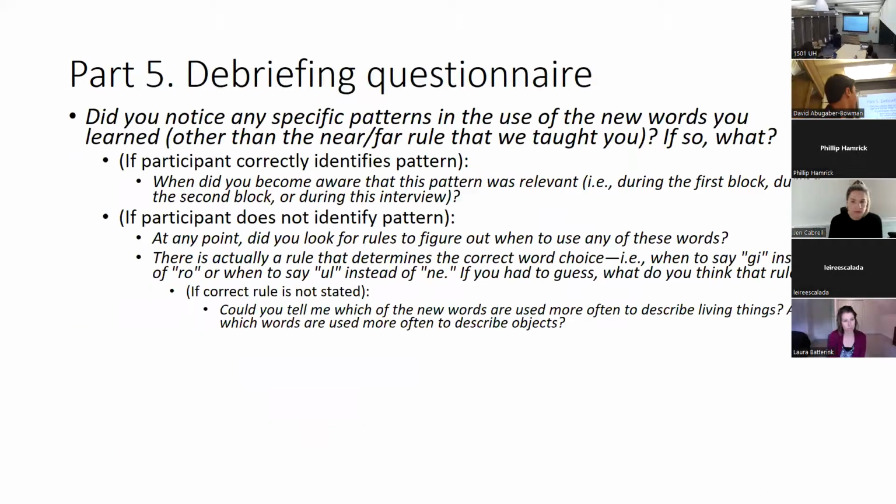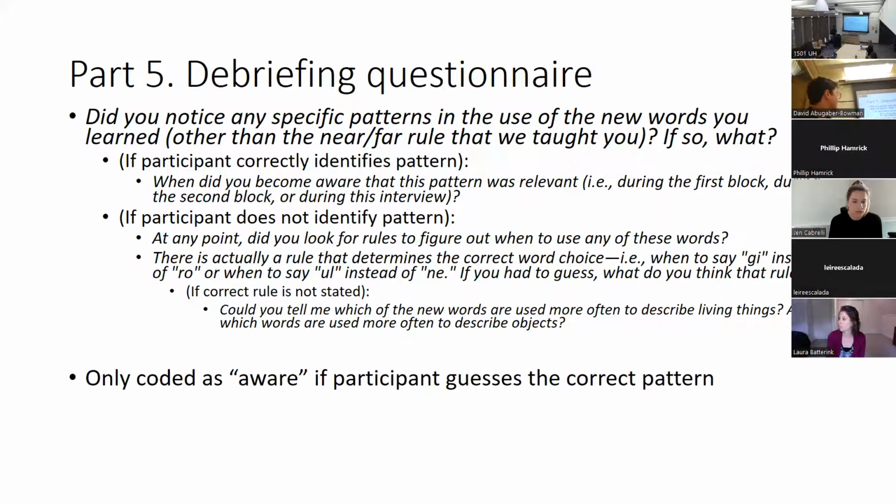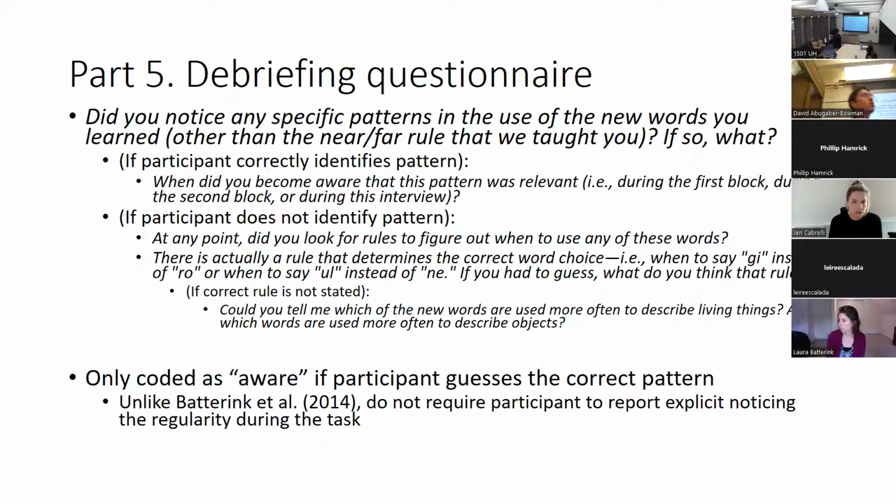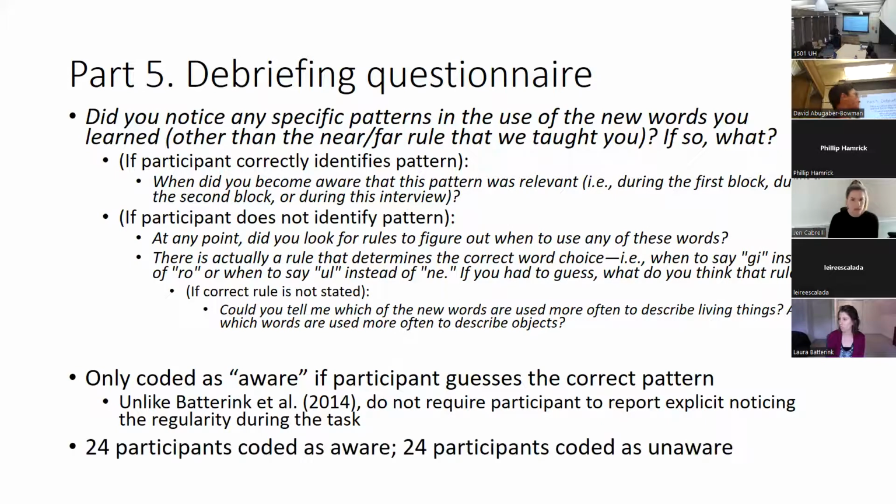Around halfway through the experiment, they do this debriefing questionnaire. I'm flashing here on the screen the text of the main questions of the questionnaire. We only coded participants as aware if they guessed the correct underlying rule when they were told that there was some kind of underlying pattern in the experiment. This relaxes the criteria used in Patterson 2014 a little bit, because we didn't require the participant to explicitly say that they noticed the regularity during the main task. As long as they guessed it correctly when we did the interview, then we considered them aware.